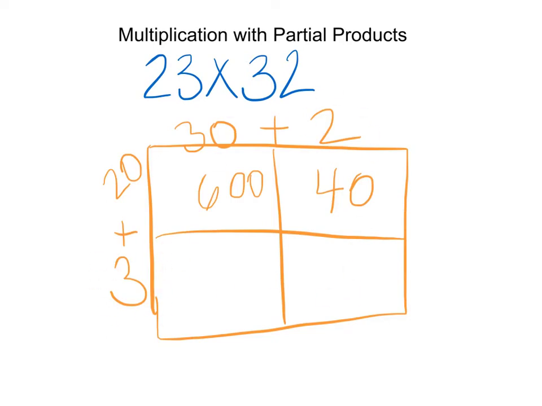3 times 30 would be 90. And 3 times 2 is 6. Well, we got some work to do here. So here again, we have to gather things up. But you know what? I see another fancy-dancy thing. Uh-oh, Miss Weeks is getting fancy. Well, sometimes you have to.